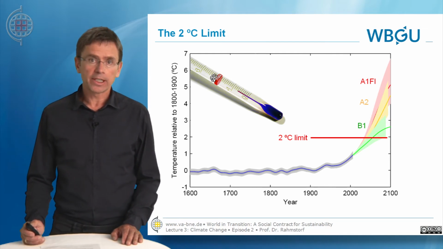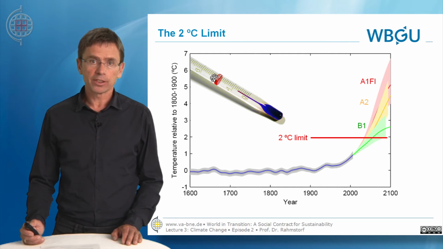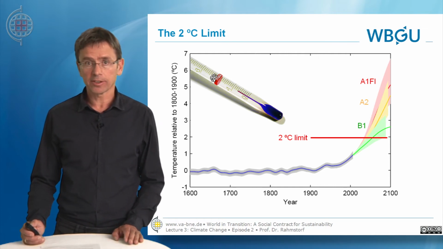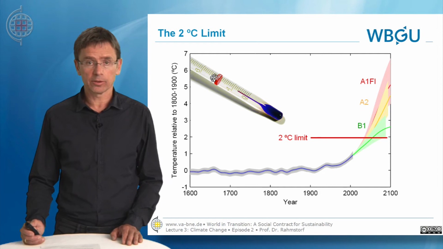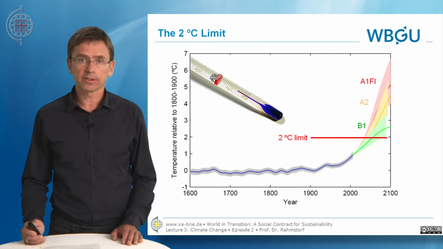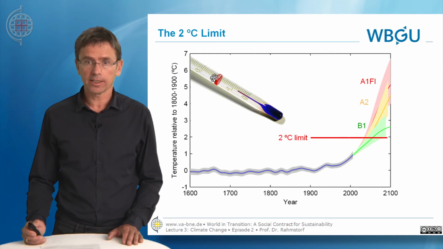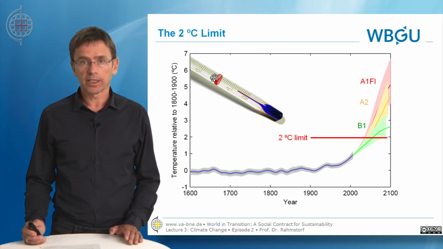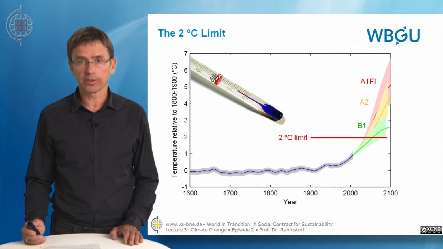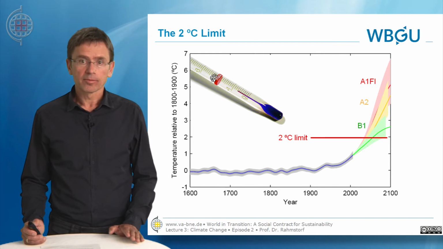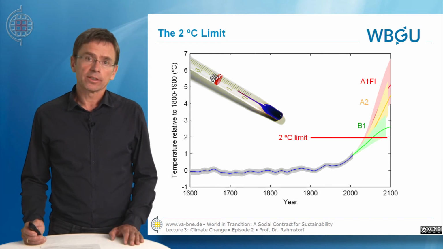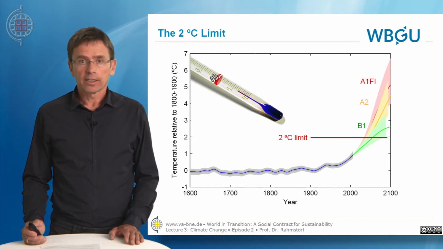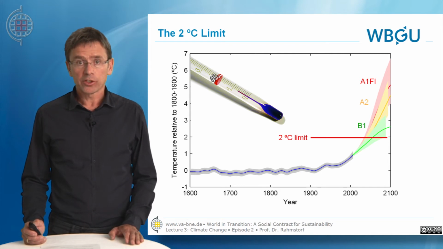And this 2-degree limit was adopted by the European Union already in the 1990s as its policy target, and the European Union has also succeeded in reducing its emissions somewhat in the last decades. And the 2-degree limit was adopted by the nations of the world at the Cancun Climate Summit in the year 2010. Now, we already mentioned that sea level rise is probably going to be a major issue even if we limit warming to 2 degrees.